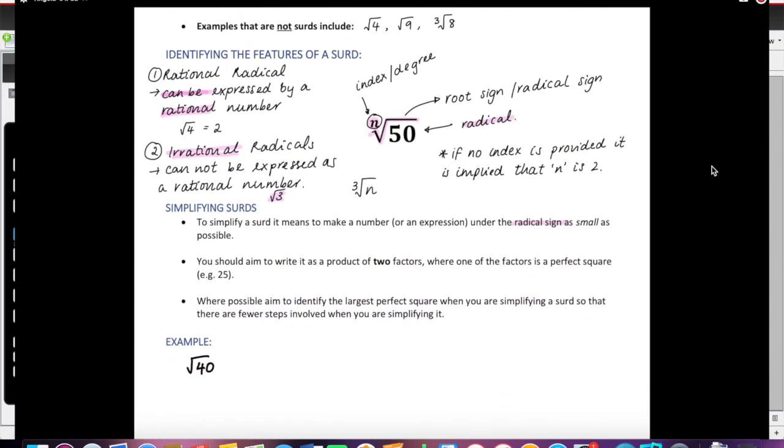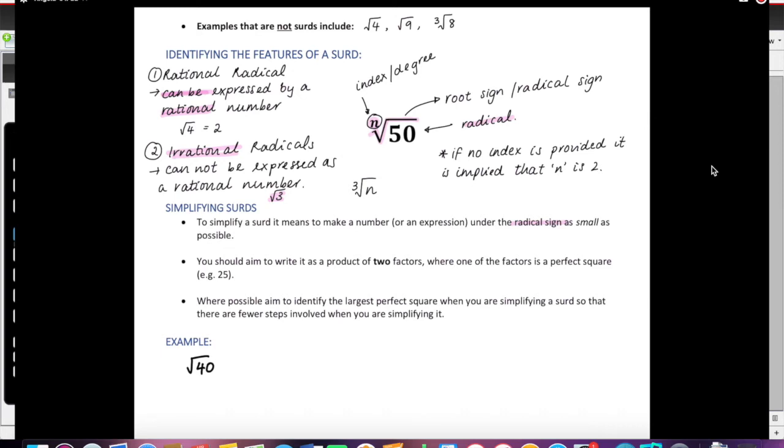If we move into simplifying surds, the theory says that in order to simplify a surd, we need to make the number or expression under the radical sign as small as possible. That's your biggest hint here. You should aim to write it as a product of two factors, where one of the factors is a perfect square. We know our perfect squares could be 4, 25, it could be 100.